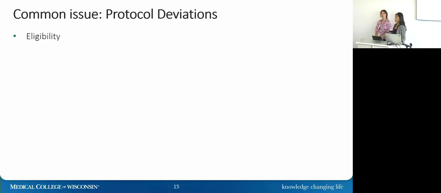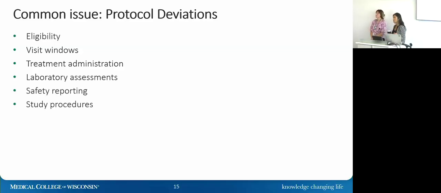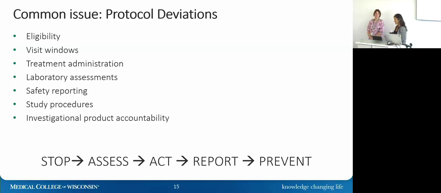We can go to the next ones because that is pretty much a lot of the ones that we tend to deal with, right? Maybe things being outside visit windows, missing procedures, but oftentimes eligibility, not meeting eligibility completely, or you missed one little bullet of the 15 to 25 pieces of eligibility they had to meet. Maybe there's something wrong with the administration of the treatment. Maybe it was infused at too high of a rate, or the dosing was off. Safety reporting wasn't followed, right? Maybe you had to report it within 24 hours, but you reported it in 3 calendar days. Study procedures missed, and then investigational product accountability.